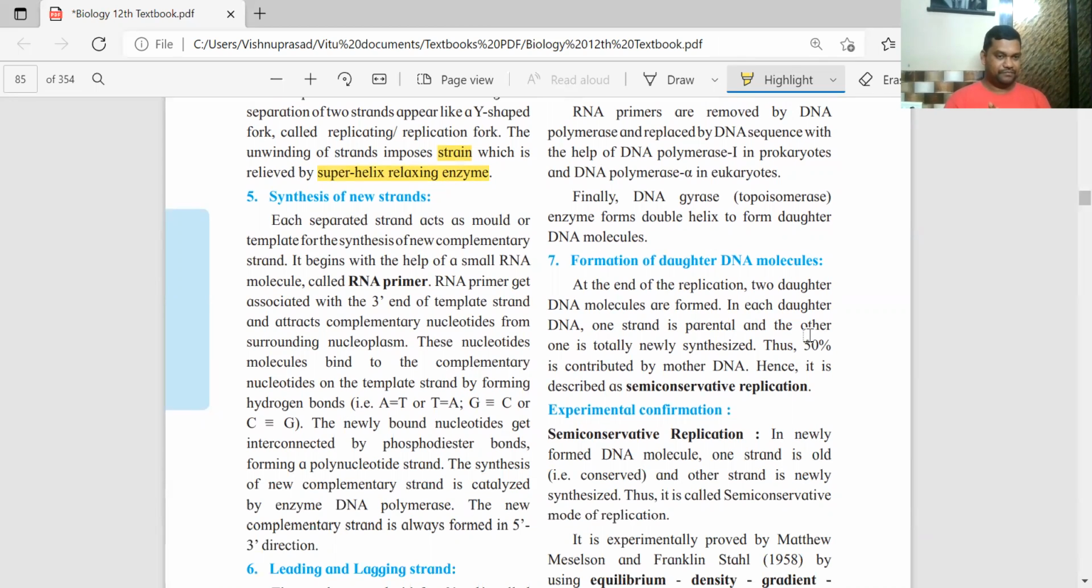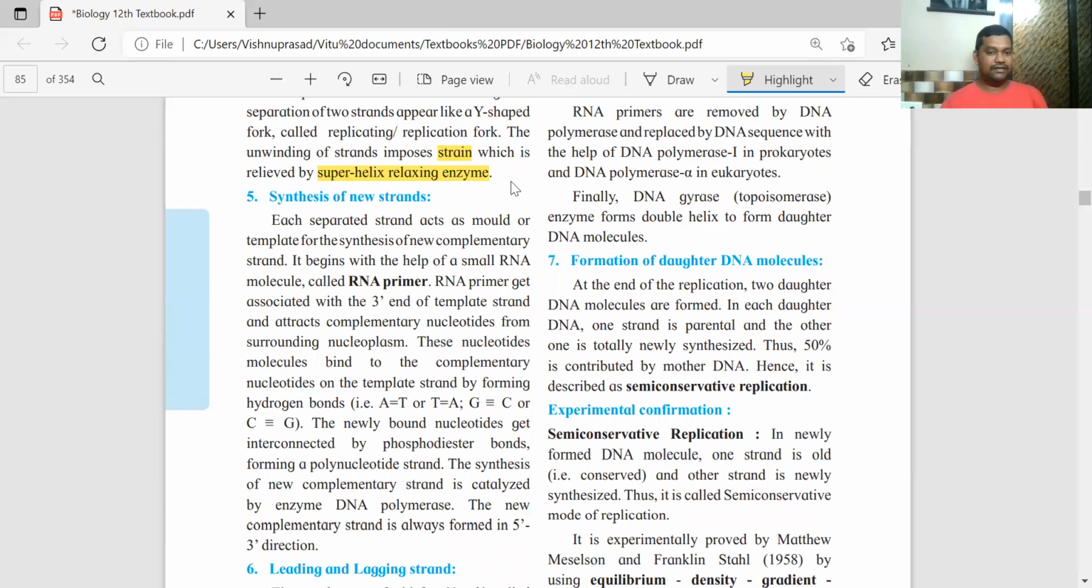In DNA, first it is decided where the replication has to start. There a nick is made. Then the actual binding took place. After unwinding, SSBP was there to keep the separated strands stable. In this setup a strain is created, which the superhelix relaxing enzyme relaxes. The two parental strands are ready.